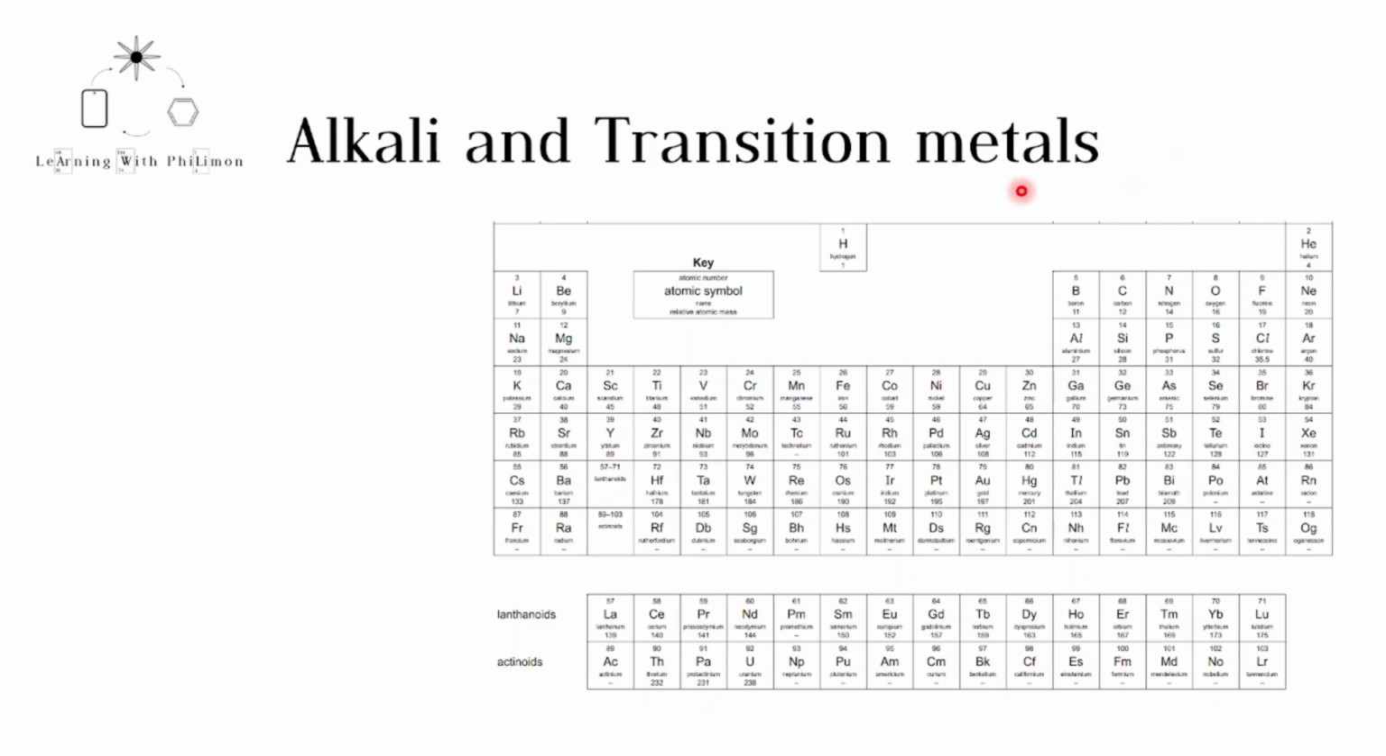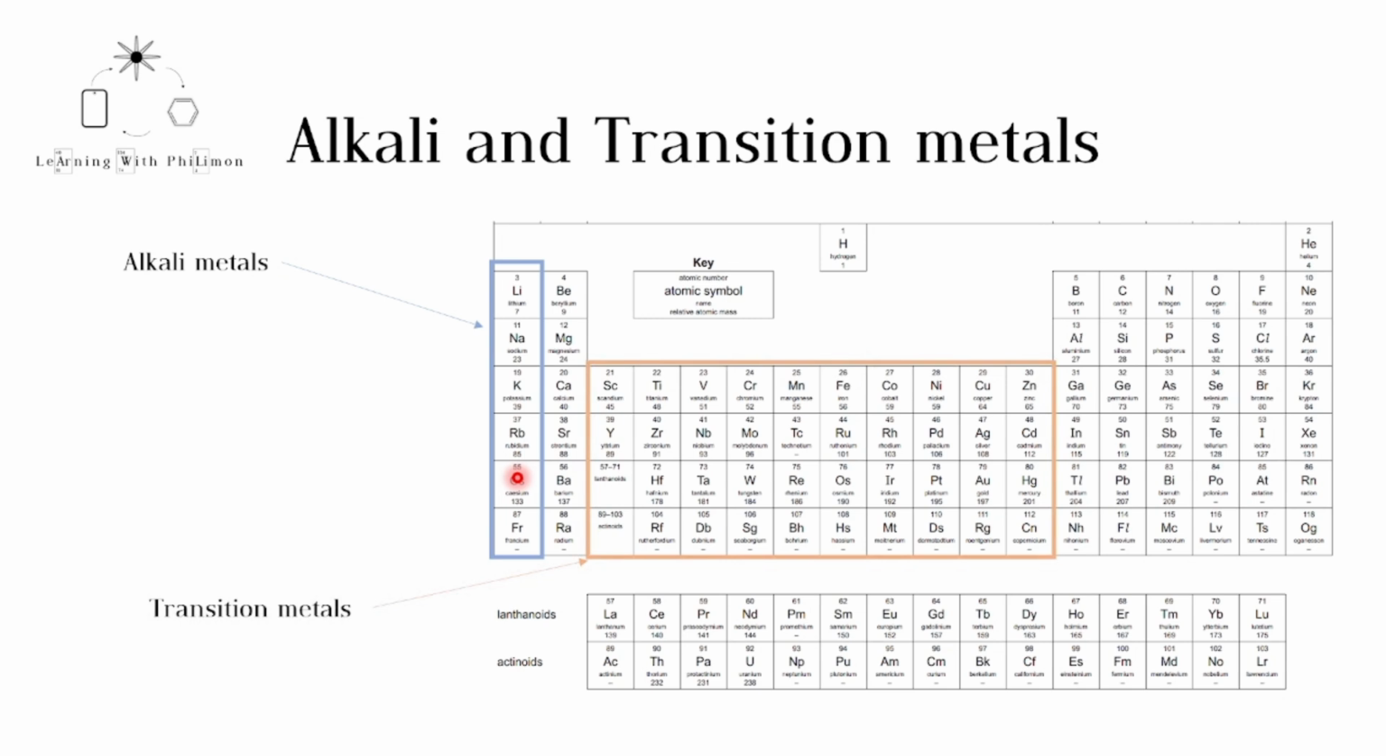Alkali metals, group 1, consists of the following elements: lithium Li, sodium Na, potassium K, rubidium Rb, cesium Cs, and francium Fr. The transition metals are the metals in the middle section. Examples of these are iron Fe, manganese Mn, and titanium Ti.